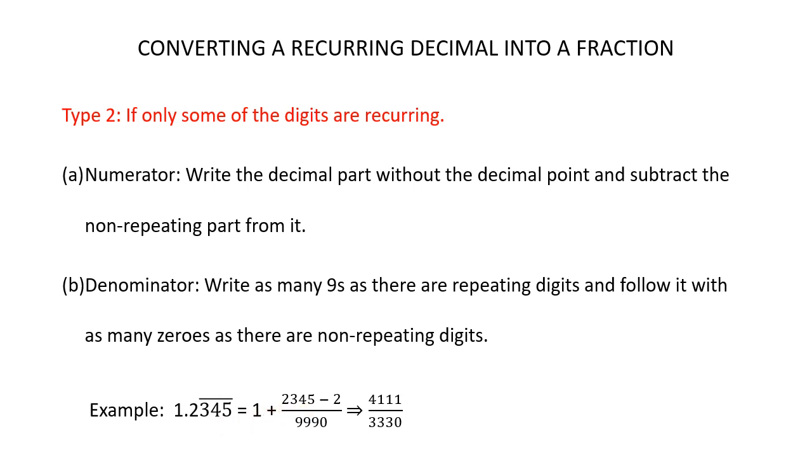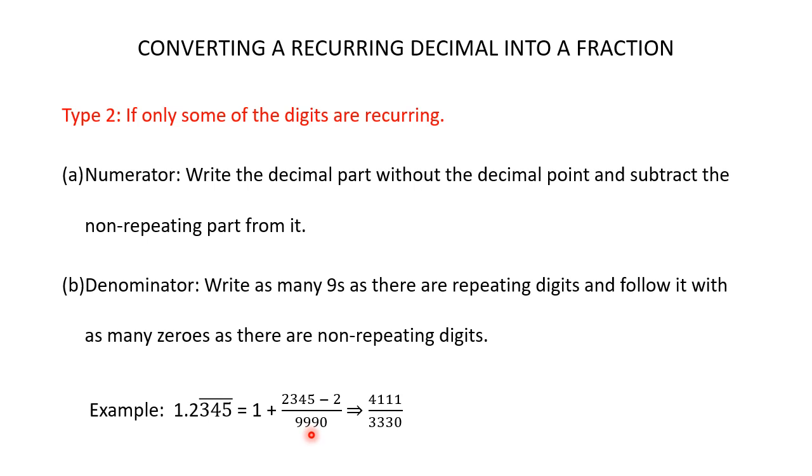So write 2, 3, 4, 5 in the numerator. Then subtract the non-repeating part from it. Here the non-repeating part is 2. So subtract 2 from 2345. You will get 2343 in the numerator. Now for the denominator, write as many nines as there are repeating digits. Here there are 3 repeating digits. So write 999 in the denominator.